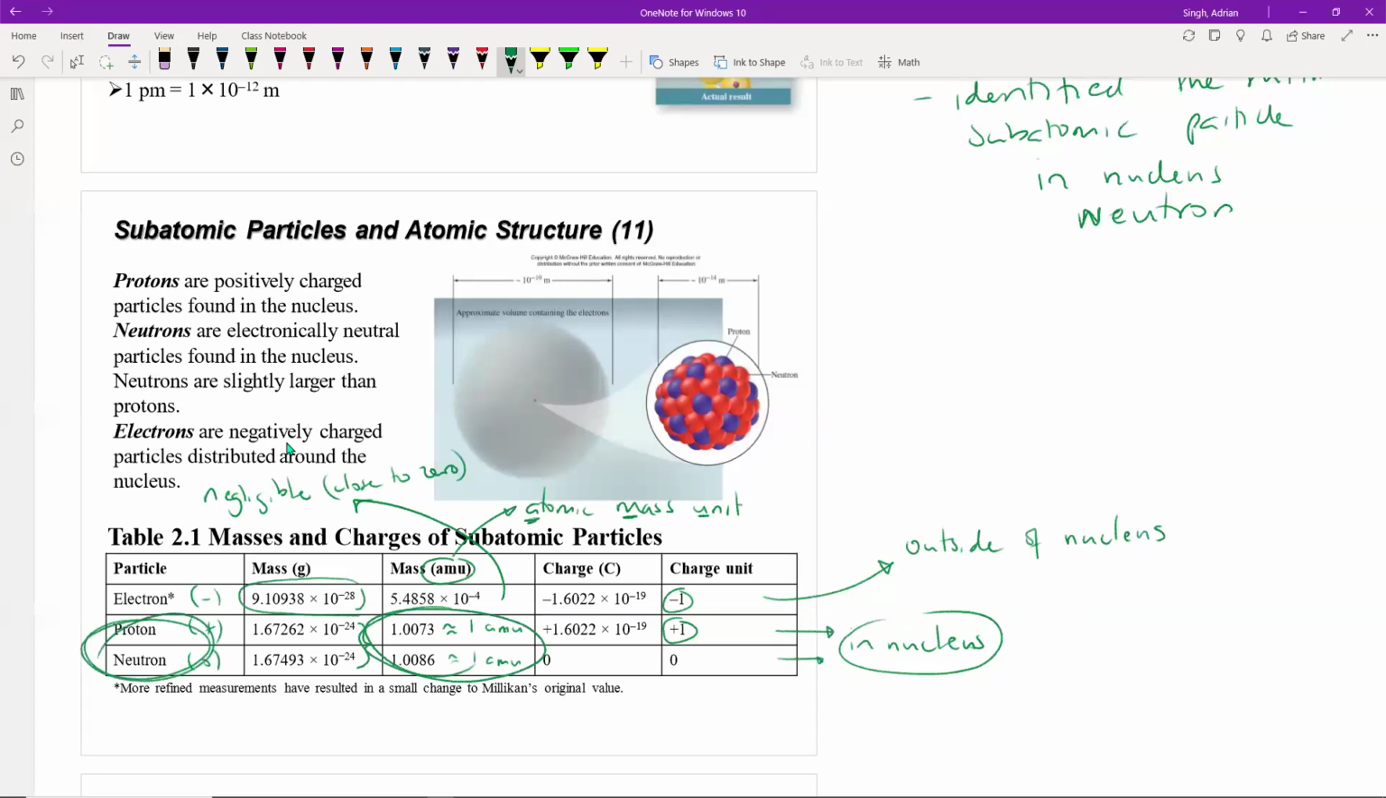So if you want to calculate the mass of an atom, this is what you focus on, the protons and the neutrons, right? They make up the majority of the mass. And where are they found? In the nucleus. So what does that tell you? The majority of the mass is in the nucleus of the atom, protons and neutrons.